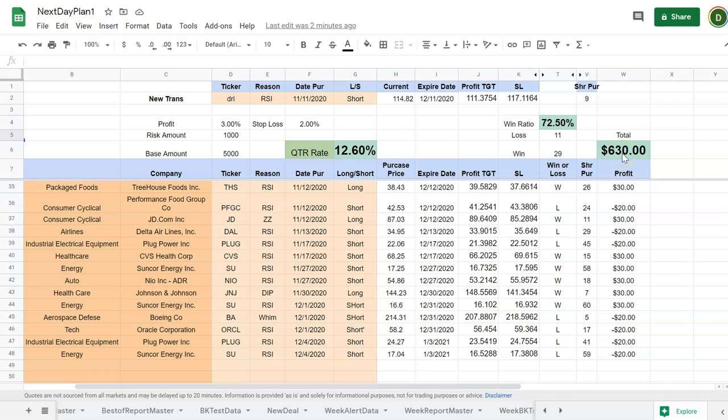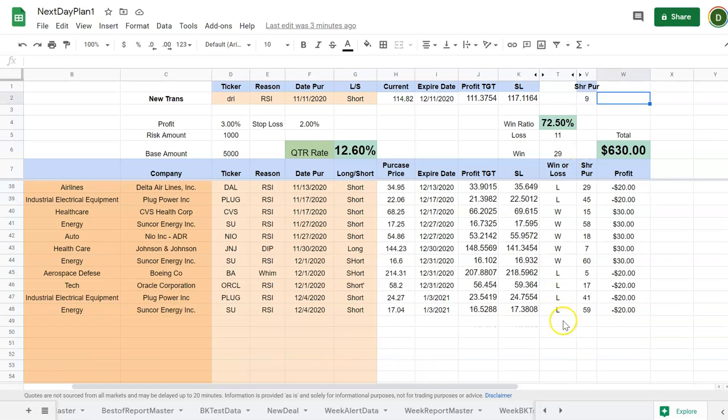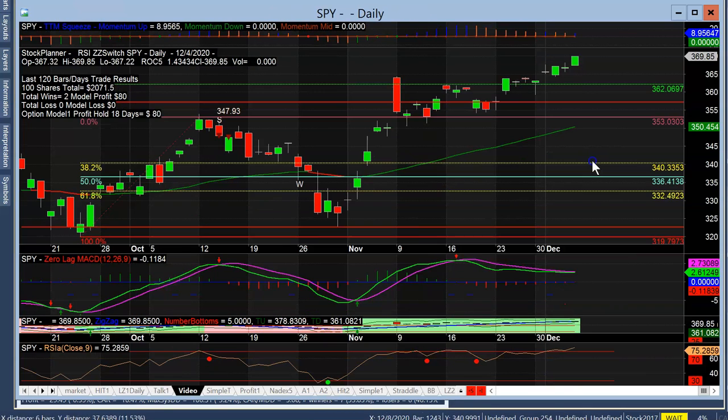The profit is $630, and we have 11 losers and 29 winners, and that's a 72% win rate. All my losers had to do with shorts. Apparently, I was shorting the market when the trend was up, and that's especially true for oil. It seems like I had the trend wrong this week.